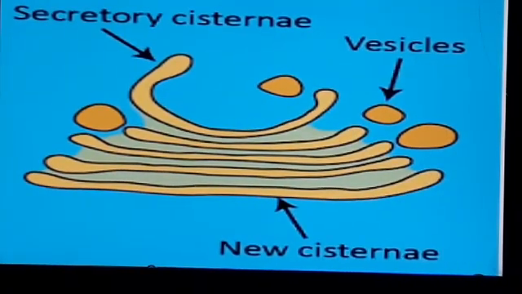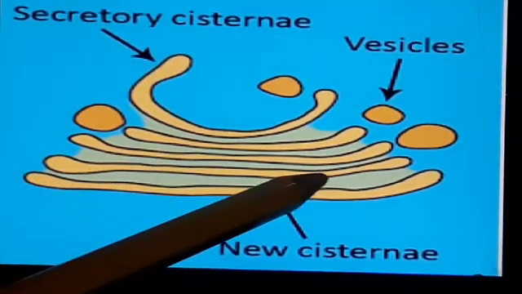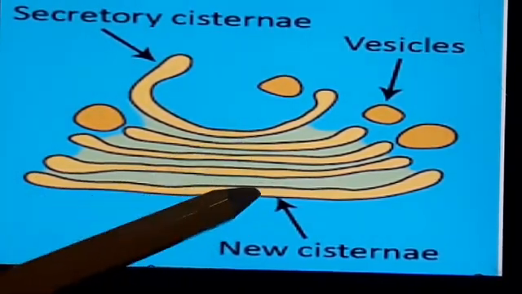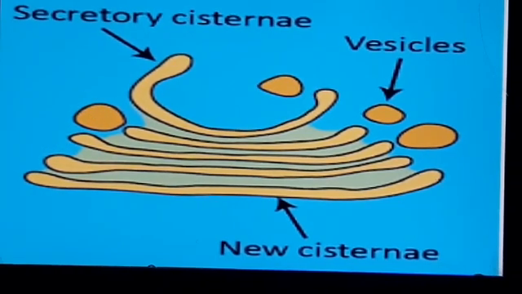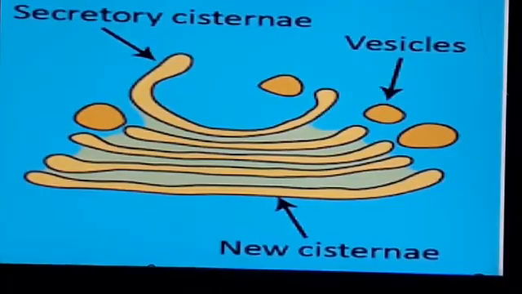You can observe here in the diagram. These are fluid filled tubular structures. These are cisternae and these are vesicles. So this is the clear structure of the Golgi complex.